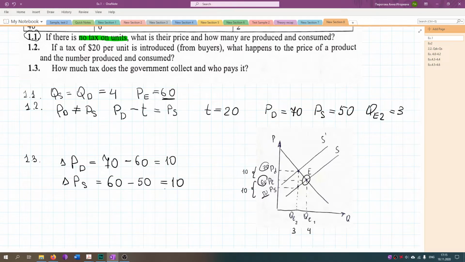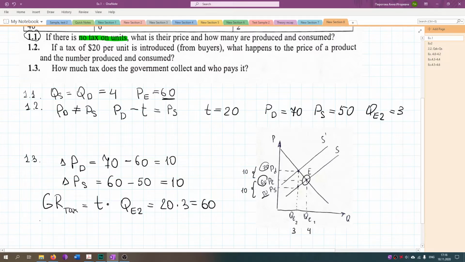And how can we find the government revenue from the tax? Government revenue from the tax will be equal to our tax multiplied by quantity equilibrium in the second case, and it will be 20 multiplied by 3, and is equal to 60.